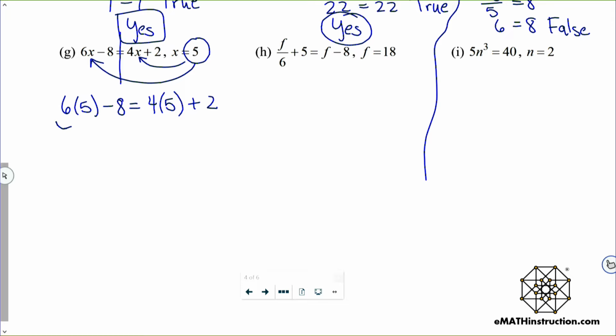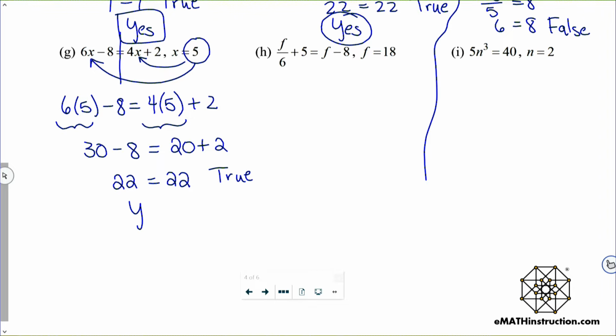Again, order of operations says we have to do the multiplication first. 6 times 5 is 30. We'll do that subtraction in the next step. 4 times 5 is 20, right? 30 minus 8 is 22, and 20 plus 2 is 22. So that's true, and therefore the answer is yes. That is a solution to the equation.